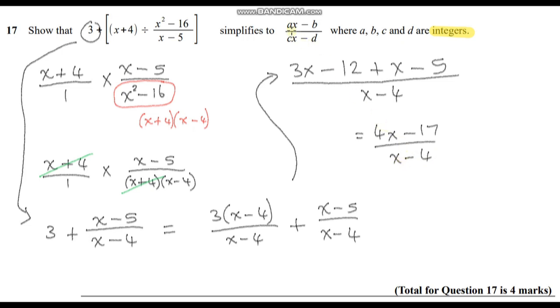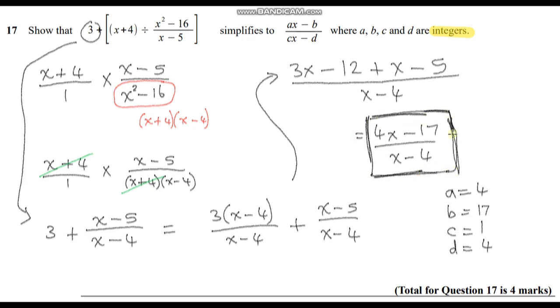Yep, all of our A, B, C, and D are all integers. A is 4. We don't have to write this down, but just to help you visualize what's going on. A equals 4. B equals 17. And it's not negative 17 because it's minus B, minus 17. C, well, C is just 1. Okay, that's 1x. And D, well, D is just going to be 4. So all of our letters are integers, so we have finished. So this here, I'm boxing. This is our final answer.